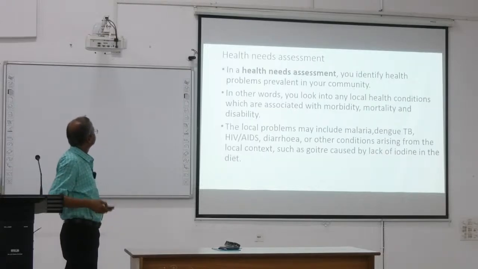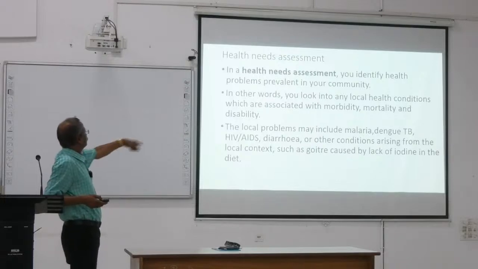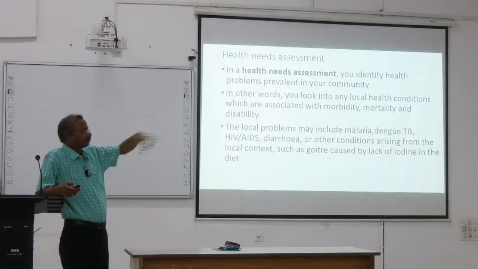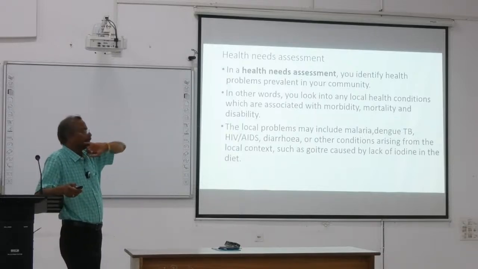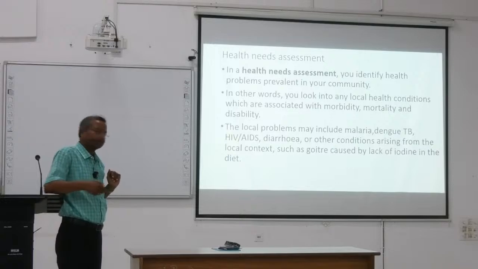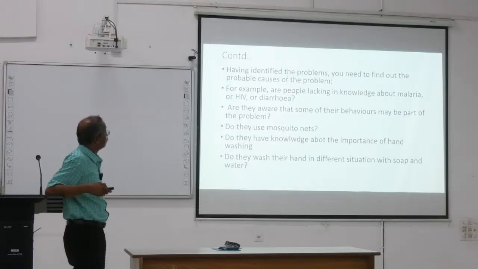Health need assessment. In health need assessment, you identify health problems prevalent in the community. In other words, you look into any local health conditions which are associated with morbidity, mortality and disability. The local problems may include maybe malaria, maybe dengue, maybe tuberculosis, HIV/AIDS, diarrhea or other conditions arising from the local context such as goiter caused by lack of iodine in the diet. Many problems can be there.